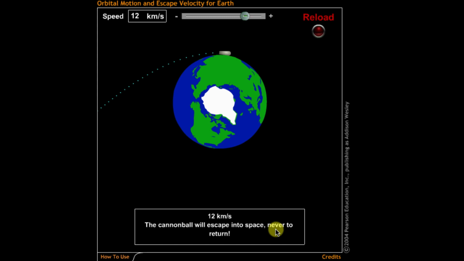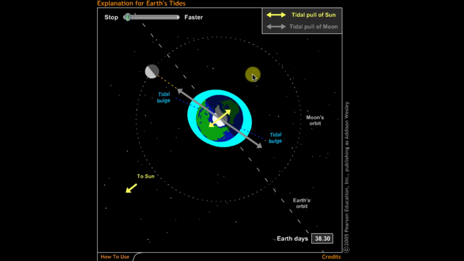So somewhere between 11 and 12 kilometers per second is the escape velocity of any object being launched from the Earth. That object can be a cannonball, could be a rocket, could be a golf ball, could be anything. This other simulation's a good one about the tides, so we'll look at that in just a second.